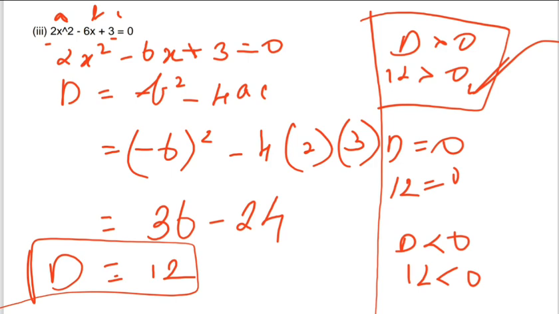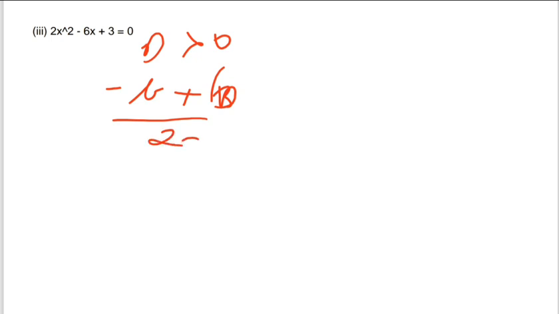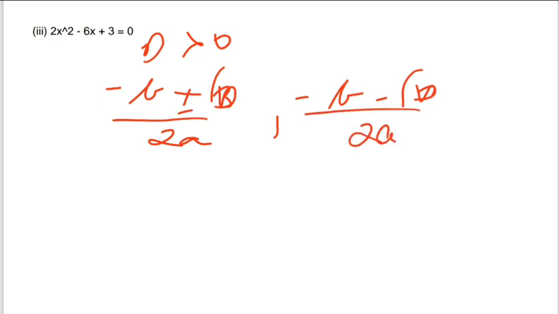So we will be using the formula. Since d is greater than 0, we will be using this formula: minus b plus root d by 2a and minus b minus root d by 2a. You just remember this sign. Okay, so this is the formula.